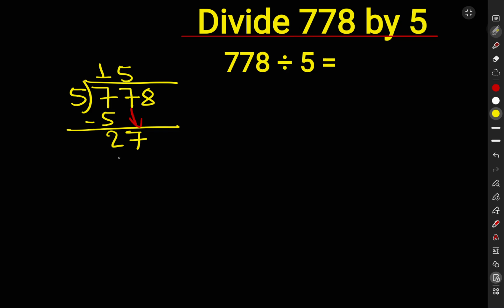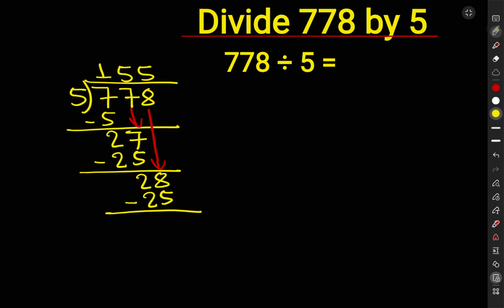5 times 5 is 25. On subtracting we get 2. So again we put down this 8 and it is 28. 5 times 5 is 25. On subtracting we get 3.